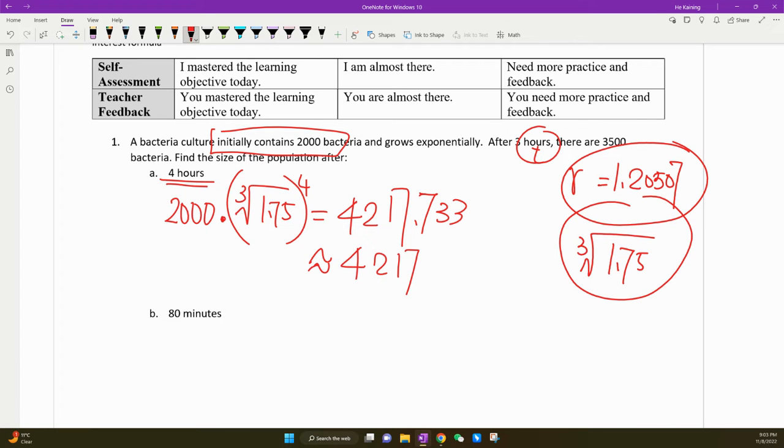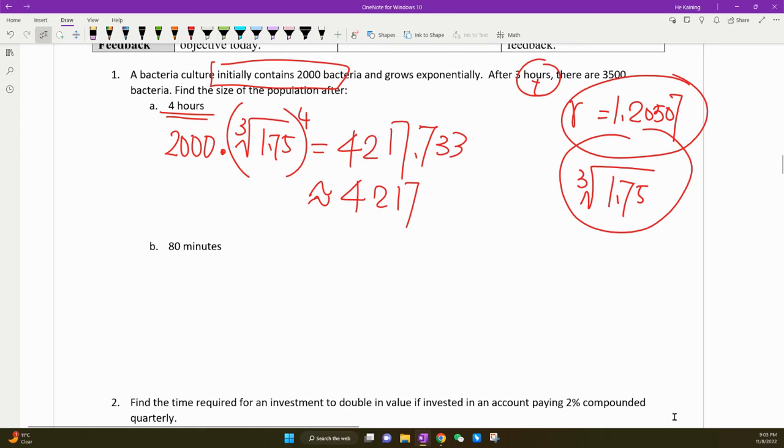Okay, after that, the second equation, now I have it. The second equation is asking about 80 minutes. Okay, I still started with 2000, same thing. And I'm a person that does not like to round stuff in the middle of an equation, so I'm going to still have the 1.75 cube root. And then 80 minutes. Here come the problems.